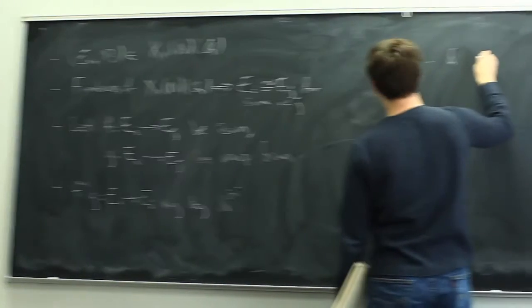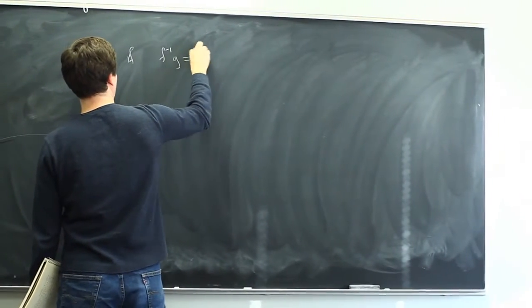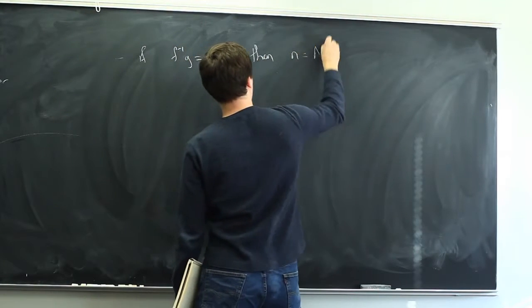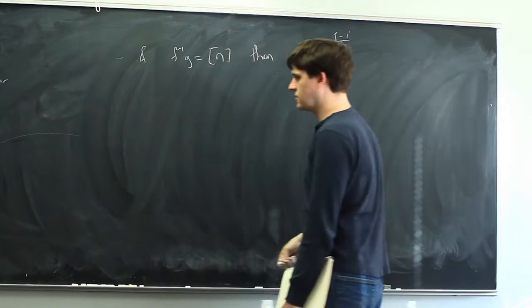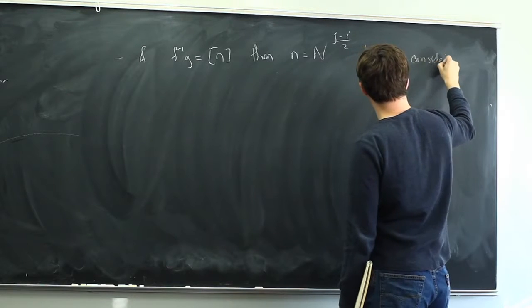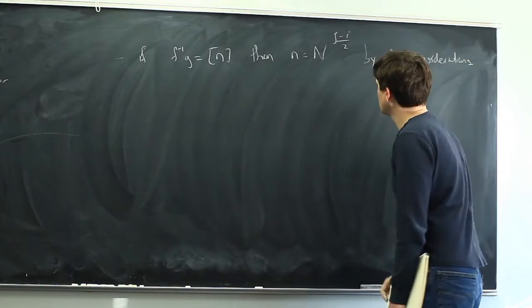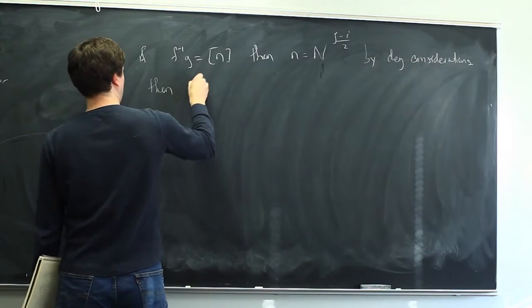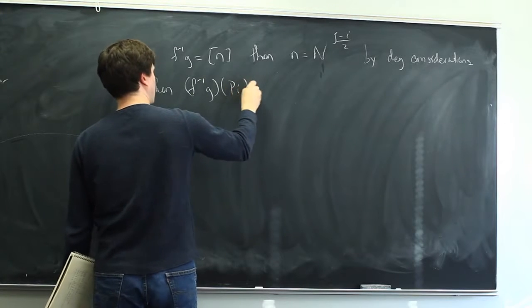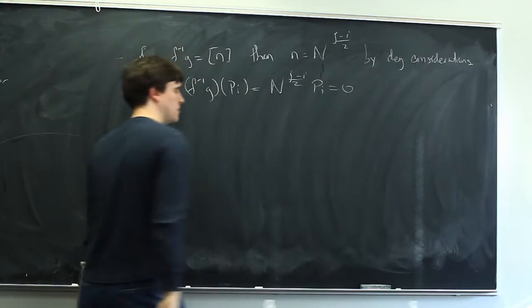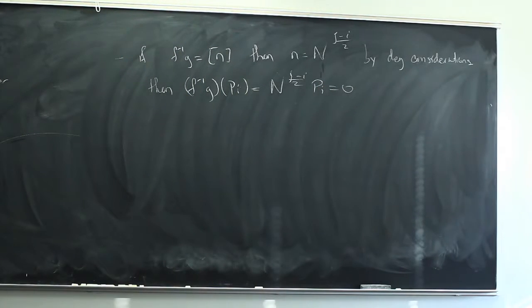So if f inverse g were of the form multiplication by m for some integer m, then you would need m to be n to the (j minus i) over 2 by degree considerations. And so this is just some power of n. And so then f inverse g applied to pi would be n to the (j minus i) over 2 times pi, which is 0, because pi is n-torsion. Each one of these are n-torsion points. But we know that g doesn't kill pi, since f is an isomorphism.